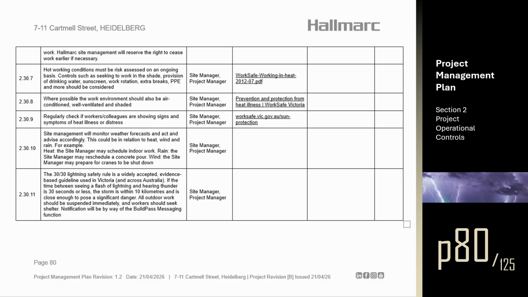Section 2.30.11. The 30-30 lightning safety rule is a widely accepted, evidence-based guideline used in Victoria and across Australia. If the time between seeing a flash of lightning and hearing thunder is 30 seconds or less, the storm is within 10 kilometers and is close enough to pose a significant danger. All outdoor work should be suspended immediately, and workers should seek shelter. Notification will be by way of the Build Pass messaging function.